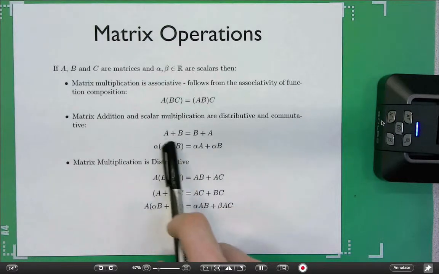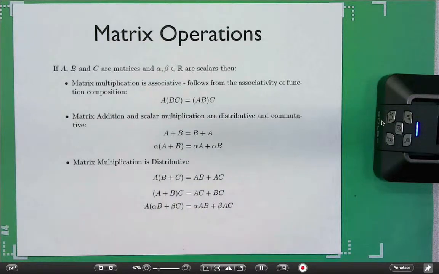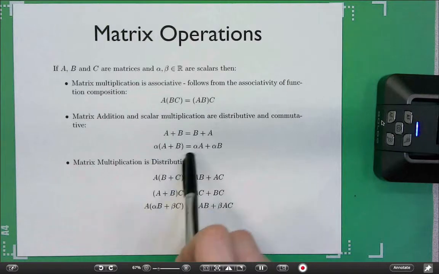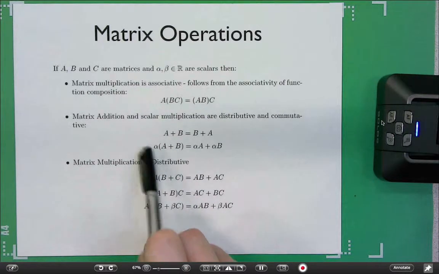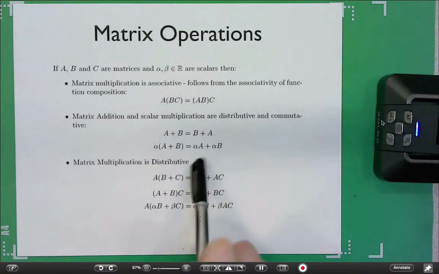To prove the commutativity that A plus B is the same as B plus A is trivial. It's the same as the commutativity of vector addition, because I'm just adding all the components, and it doesn't matter if I do x plus y or y plus x, if x and y are real numbers. The same goes for the scalar multiplication distributivity. It doesn't matter if I first sum the matrices and then multiply by a scalar, or first do the scalar multiplication and then sum the results together.